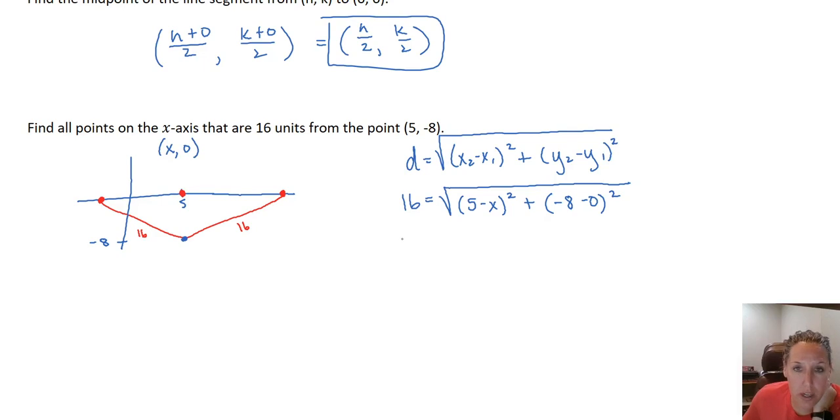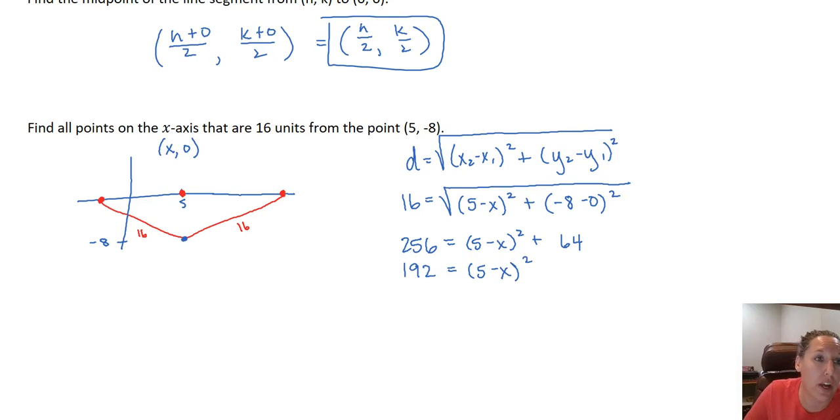All right. So 16 squared is 256, so we can get rid of that square root. 5 minus x, can't do anything with that just yet, quantity squared. -8 minus 0 is -8. Squared is going to be 64, and we can subtract that from both sides. Let's see, 256 minus 64 is equal to 192. We want to solve this for x.